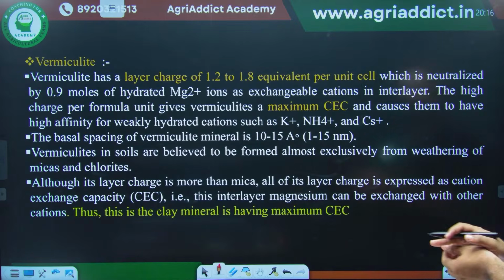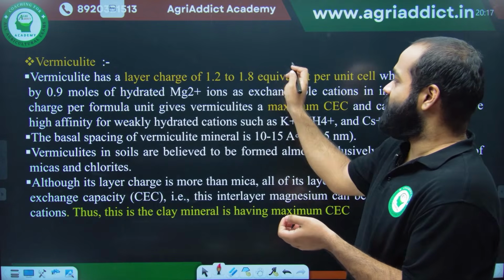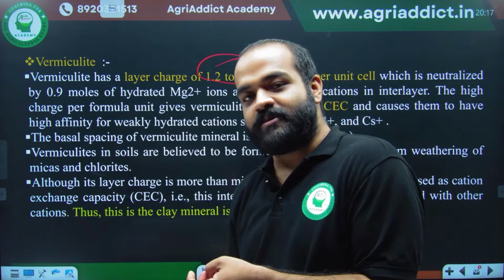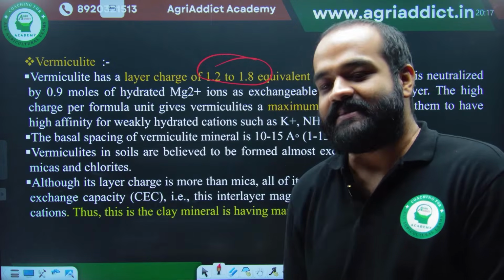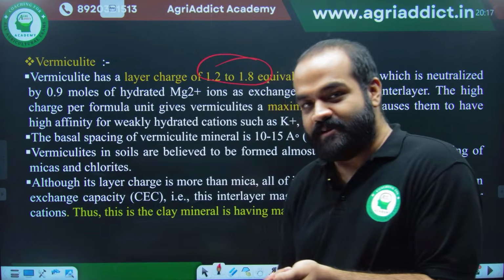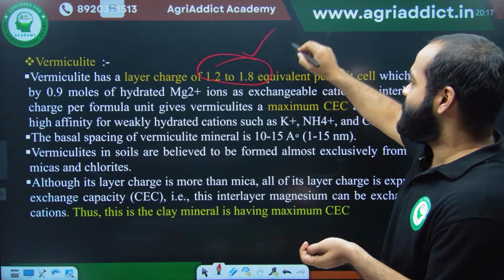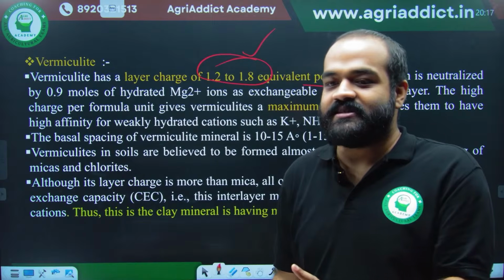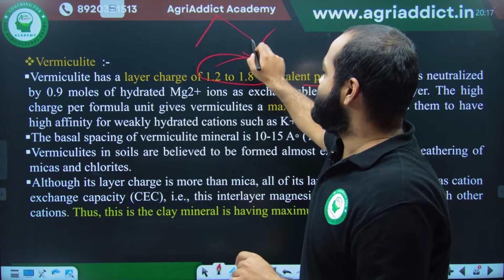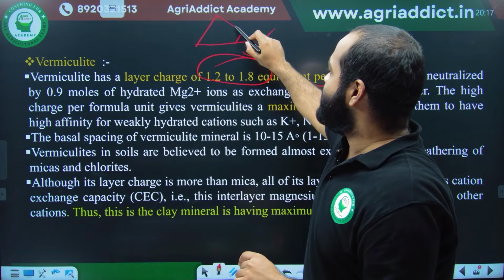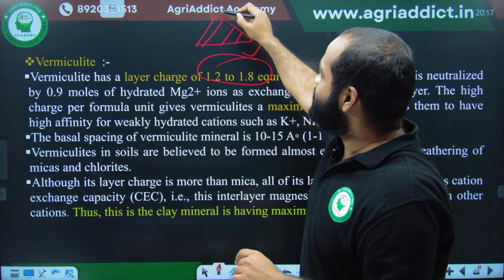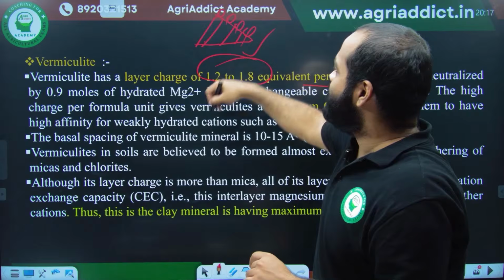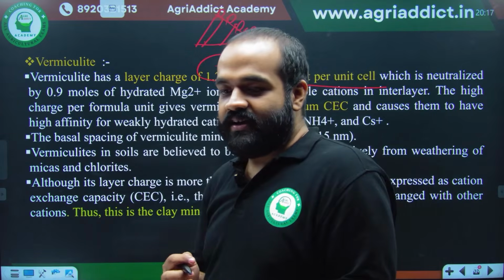Then coming to vermiculite, vermiculite has a layer charge of 1.2 to 1.8. There is also a table on this in the new ISSS. Please read that, it is very important. The layer charge per unit formula weight, per unit cell, you have to remember all the charges. You can make a triangle like this and remember it line by line. This part will be mica, then this will be vermiculite, this will be smectite, and finally this will be pyrophyllite and talc.